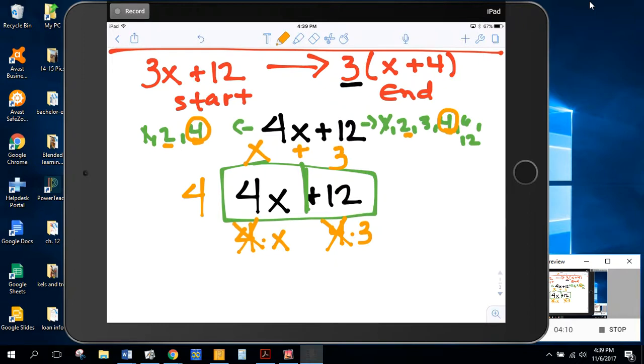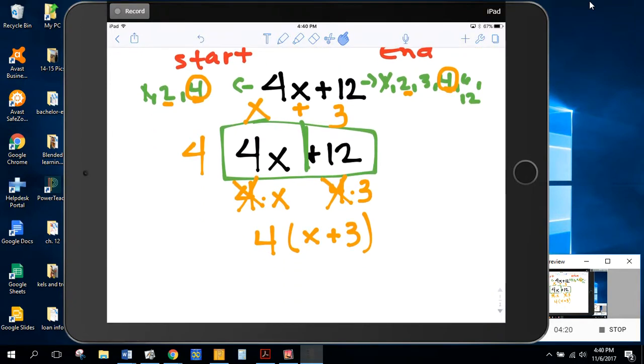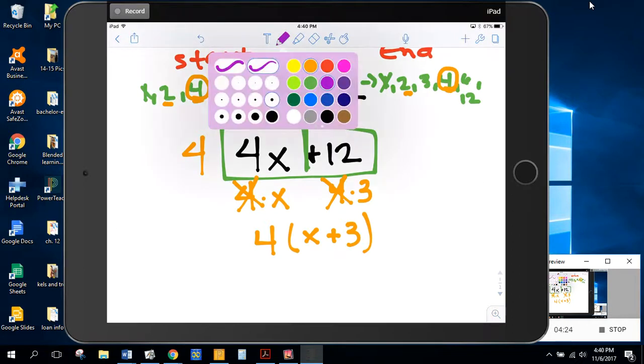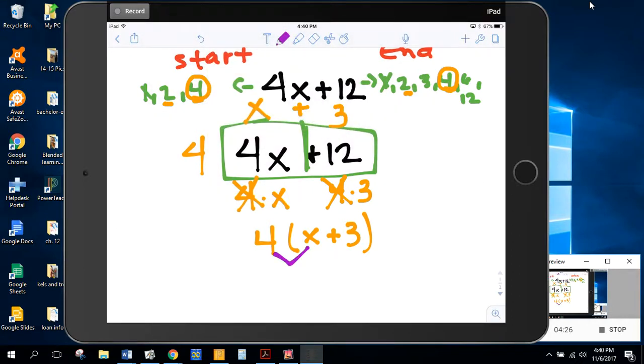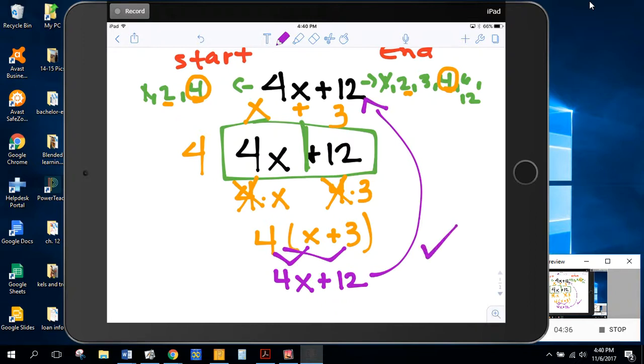So my way to write this as a distributive property is 4 times x plus 3. We can always check ourselves by redistributing and making sure we come up with the answer we started with. So 4 times x is 4x, and 4 times 3 is 12. Because this gave us back our original, we can say that we were right, and this is the factored out version of 4x plus 12.